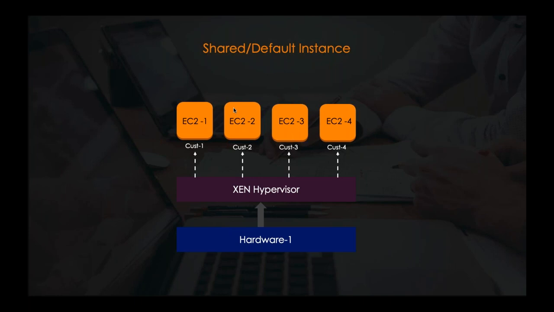But AWS guarantees that your data is completely isolated. Your EC2 machine is completely isolated on that hardware. This is the shared or default instance tenancy type. The second tenancy is dedicated hardware. It's not a dedicated instance, it's a dedicated host. On top of this hardware, the entire hardware is dedicated to a single customer. A single customer can create EC2 instance 1, EC2 instance 2, EC2 instance 3, EC2 instance 4. The entire hardware is dedicated to a single customer.